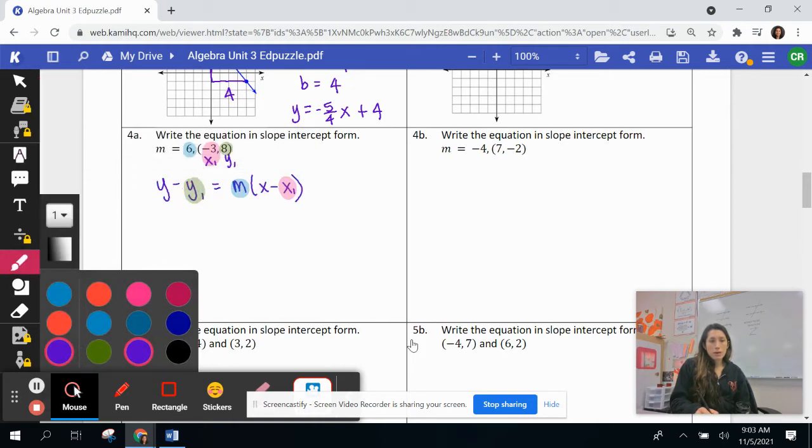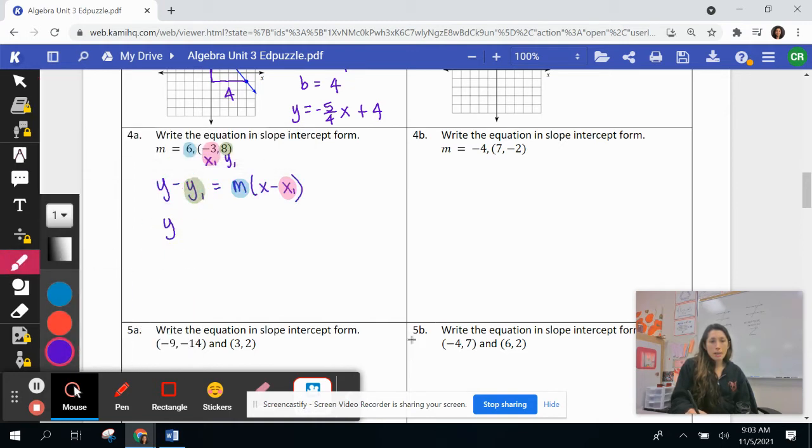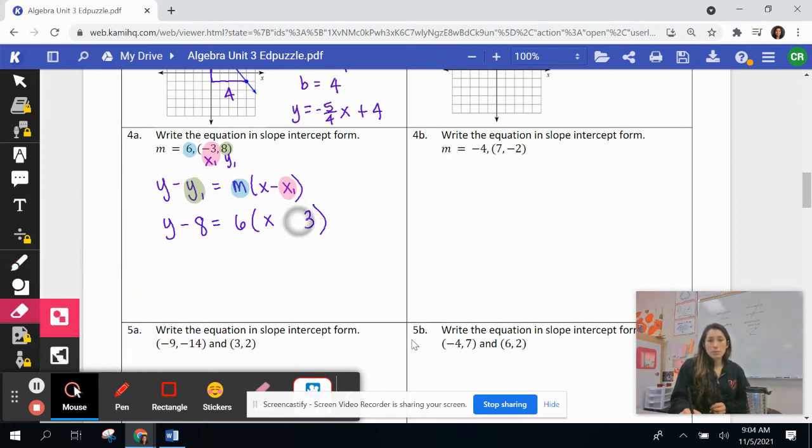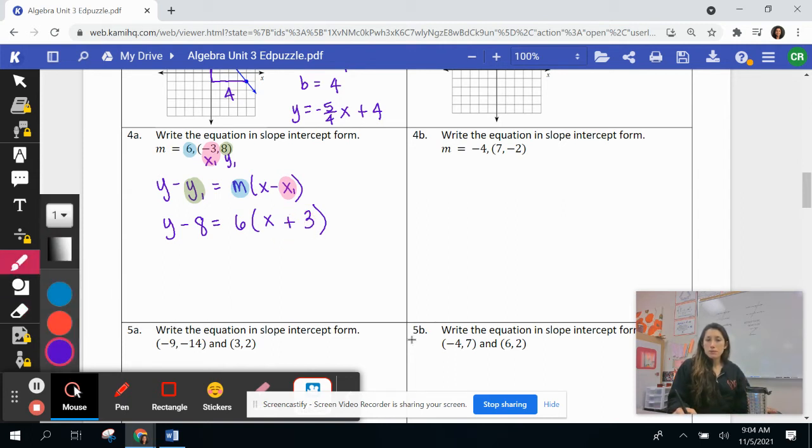So now when I rewrite my equation, it's going to be y minus 8 equals 6 times x minus -3. Now, when we subtract a negative, I'm just going to go ahead and turn that into a plus. Otherwise, you can do the step to rewrite that. This would be written in just point-slope form.